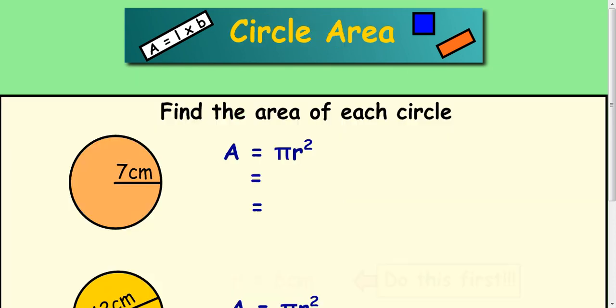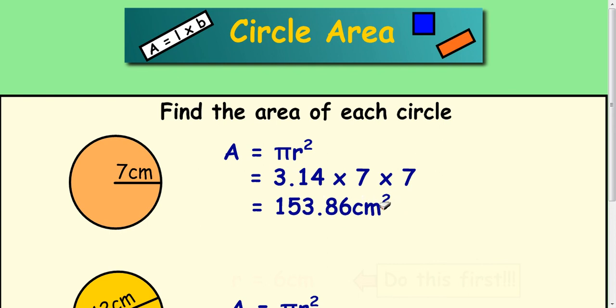Okay, let's look at some examples here. The first example, find the area of this circle. So all we need to work out the area of a circle really is just the radius. So 3.14 times 7 times 7. And if you type that into your calculator, you'll get your answer. Remember to put centimetres squared because it's an area we're calculating.